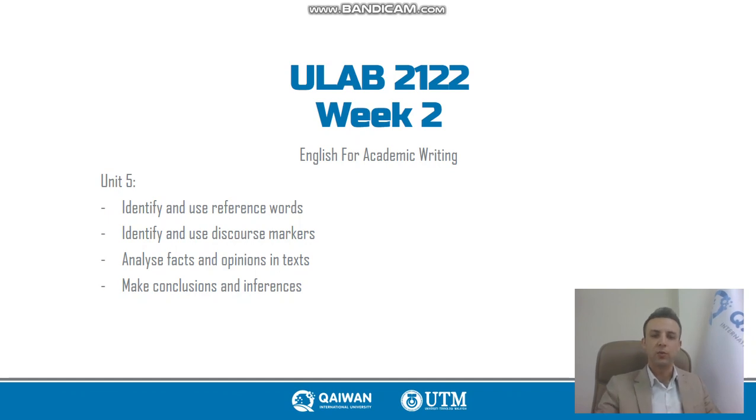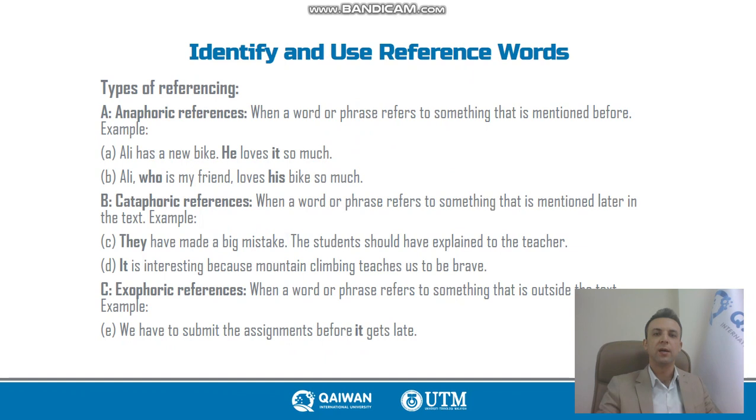Well, let's start with the first slide, which is about reference words. There are generally three types of referencing. Some sort of referencing is called anaphoric. We have cataphoric referencing, and finally we have exaphoric referencing. Well, let's see what they are. By the definition, anaphoric referencing is when a word or a phrase, by a phrase we mean a group of words, refers to something that has already been mentioned in the text.